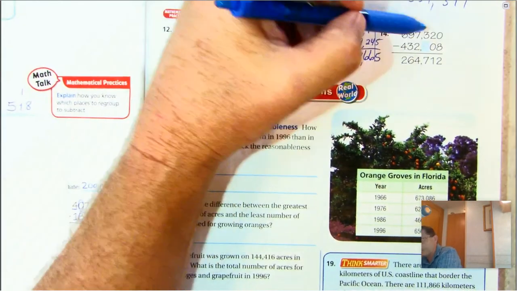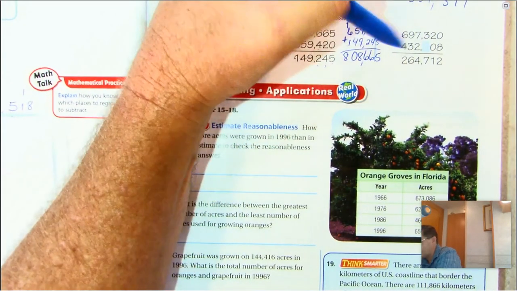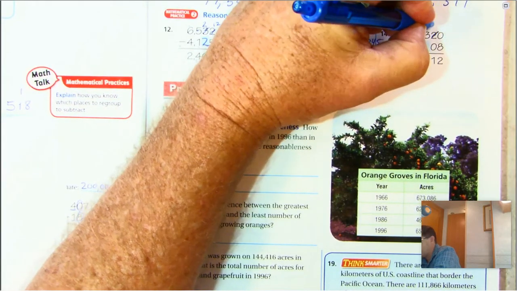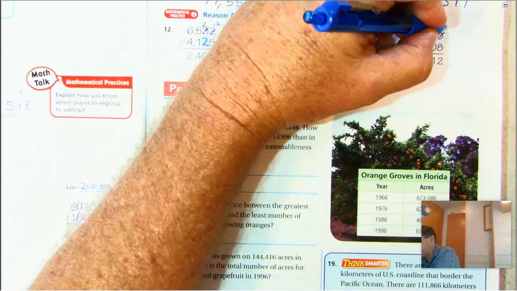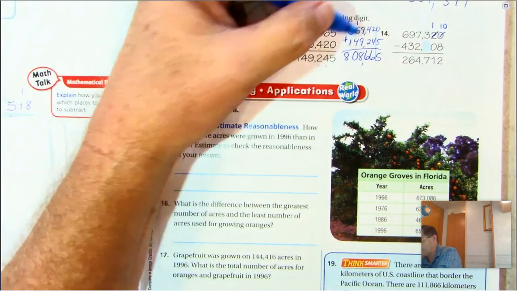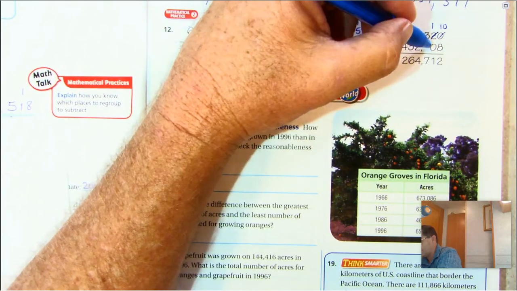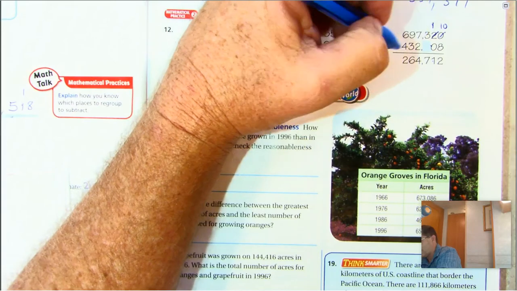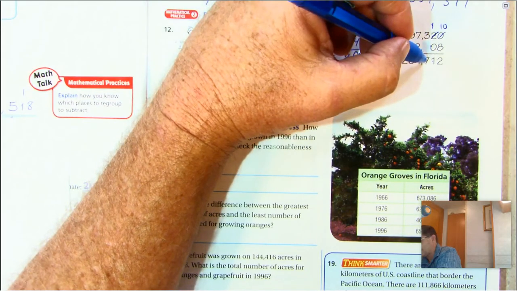All right. So here we have 0 ones and we have to take away 8 ones. We know that we cannot do that, so we'd have to regroup the two tens as 1 ten and 10 ones. 10 ones take away 8 ones is 2, so that's good. 1 ten take away 0 tens is 1 ten. Now, how do we get 3 take away what is 7?